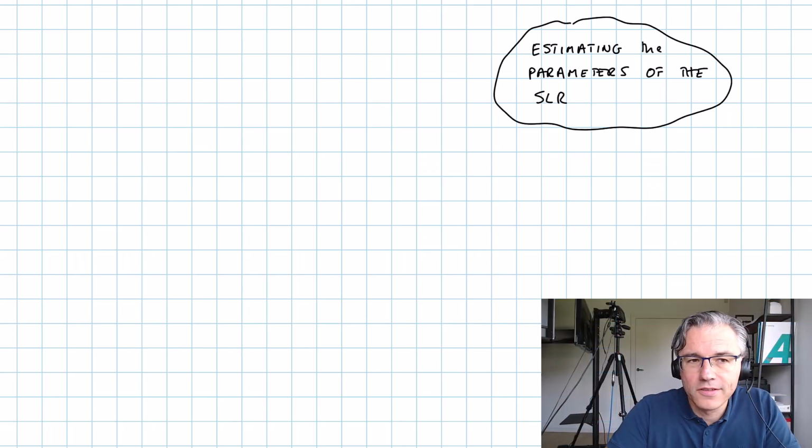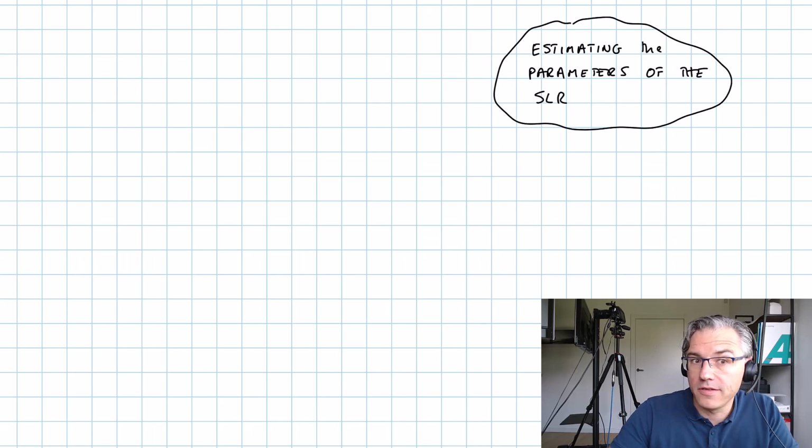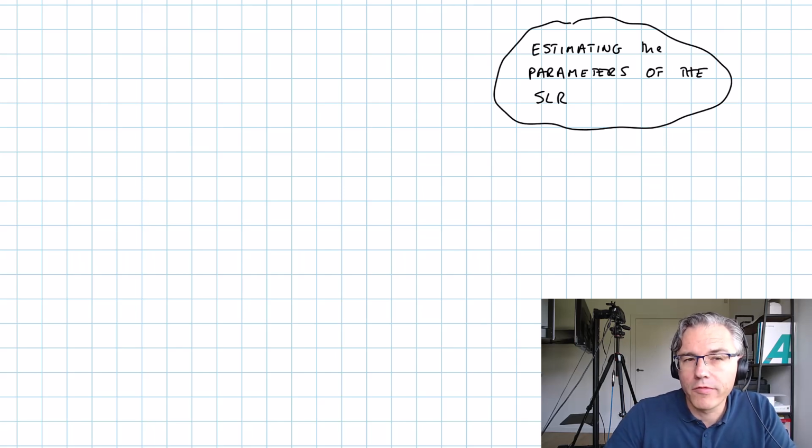Welcome everybody to this video, a very important one, where we will finally be estimating the parameters of the simple linear regression. That is a regression with one independent variable, one explanatory variable that we will be calling x.